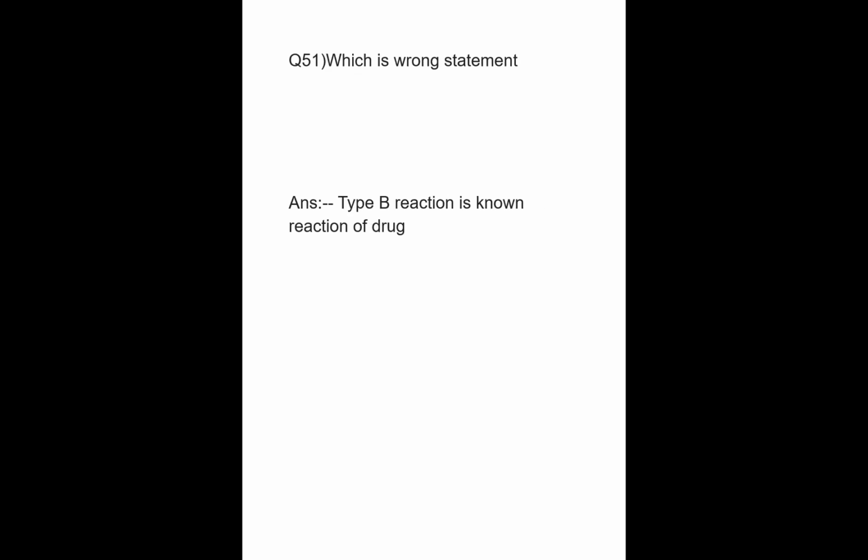Which is a wrong statement? Four statements are given for type A and type B reactions. From that, it is written that type B reaction is a known reaction of the drug, which is a wrong statement. Type B reaction is unpredictable, that means the reaction is unknown and happens suddenly. Okay. Then Q2 guideline. Q2 guideline states the analytical validation.